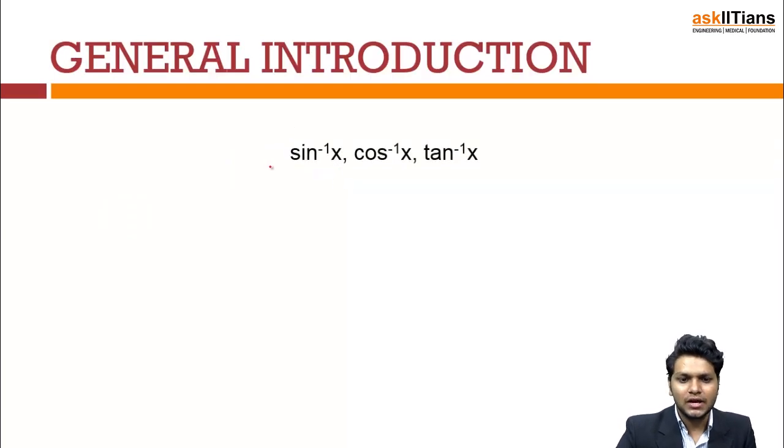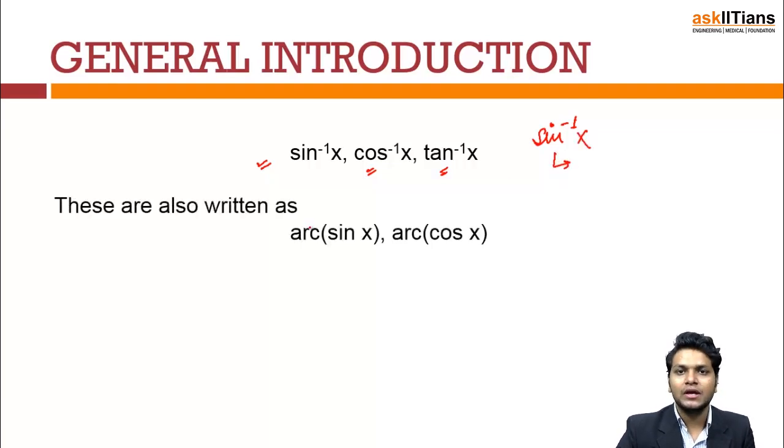As you can see, this is read as sine inverse, cos inverse, tan inverse, and these are written as the normal trigonometric ratios sine but with a power of -1 and then x, which gives them the name sine inverse, or sometimes it can also be read and written as arc sin x, arc cos x. So what is this? Let's try and understand.